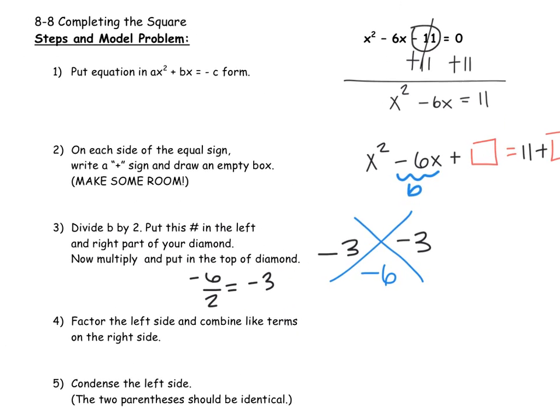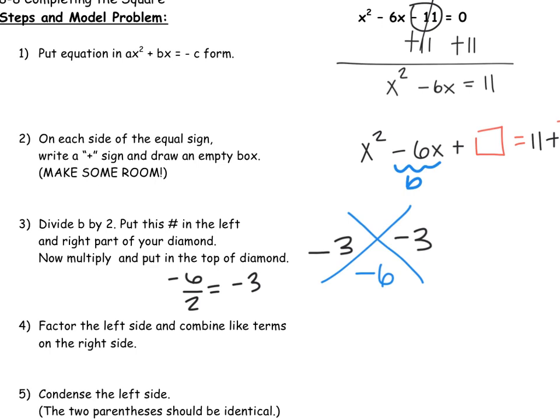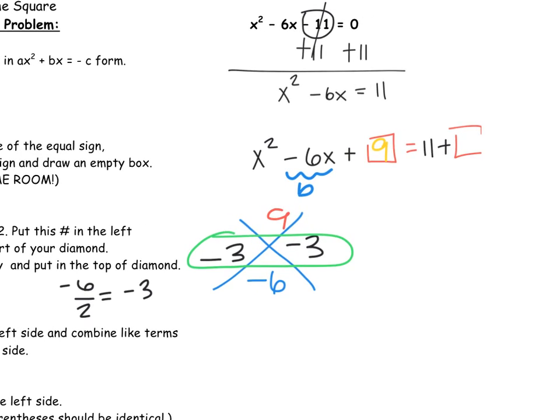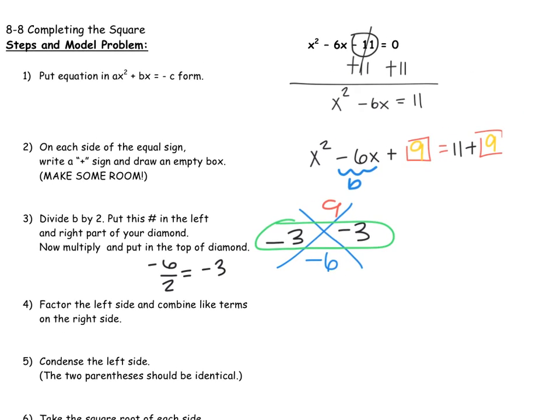All right, we're still on step 3. Step 3 says now multiply and put it in the top of your diamond. So I'm going to multiply these two numbers. I'm going to put them in green. I'm going to multiply my negative 3 and my negative 3. What's negative 3 times negative 3? You guessed it. It is a positive 9. Now, we are going to put that into our squares. So we now have that expression.